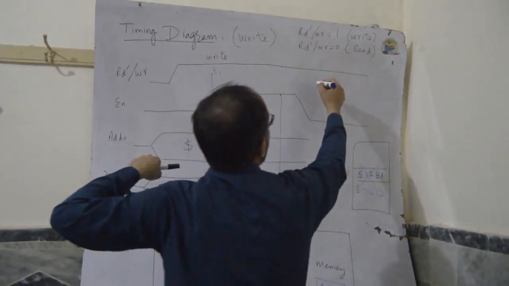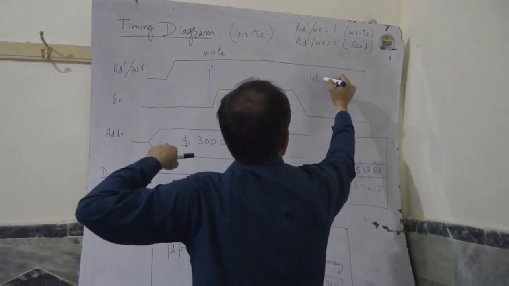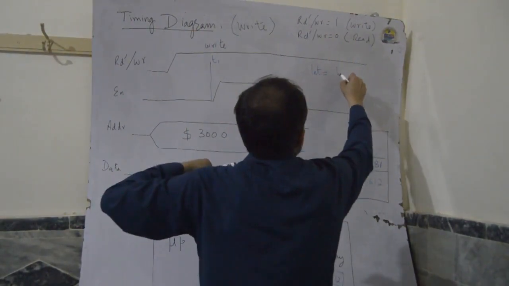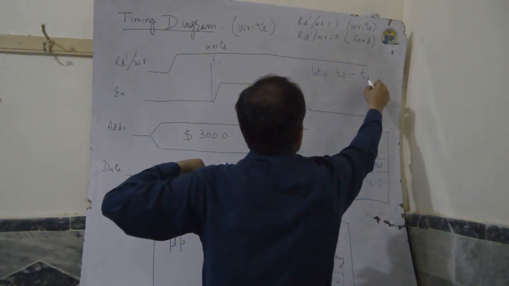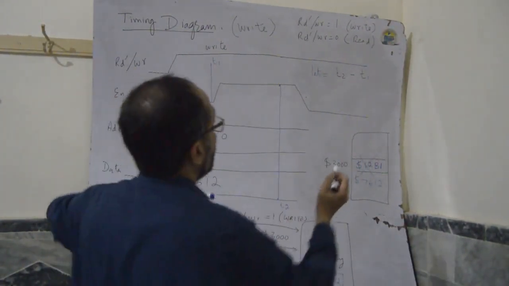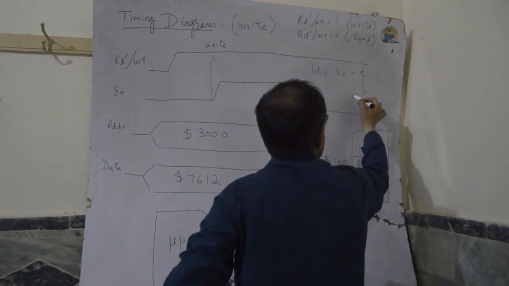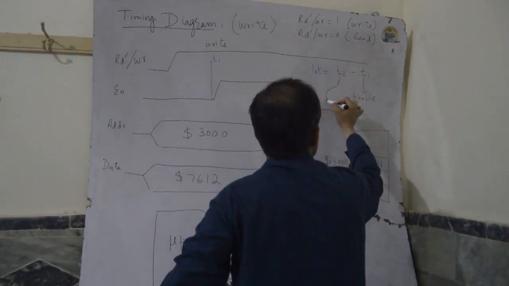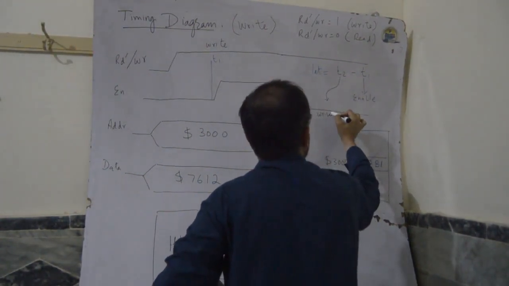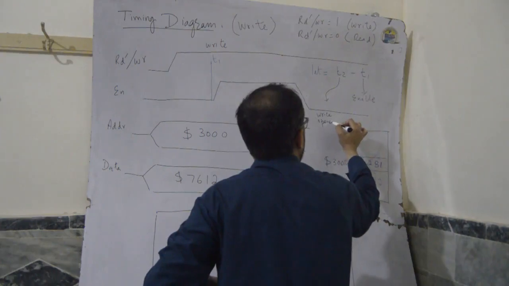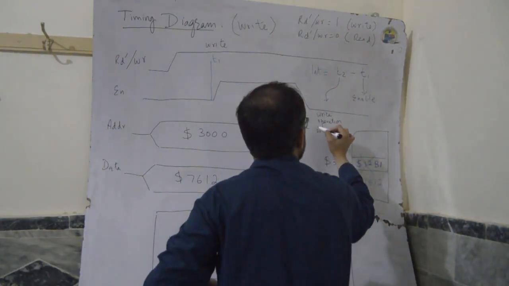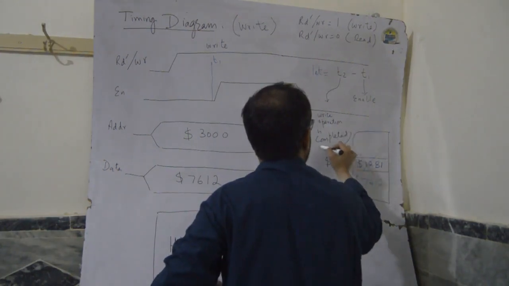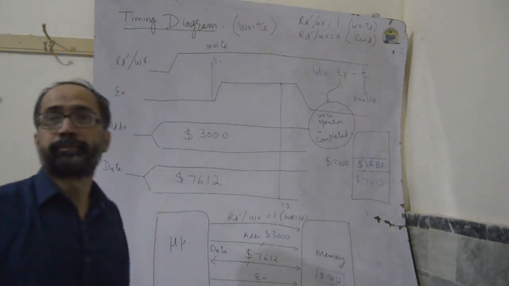So the latency of the memory is now t2 minus t1. At time t1, enable signal is asserted, and at time t2, a write operation is completed.